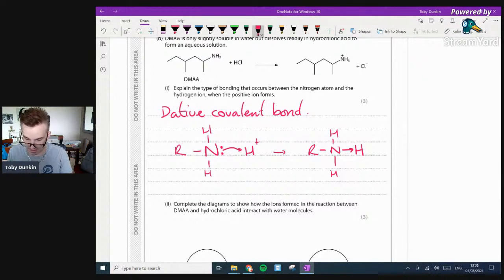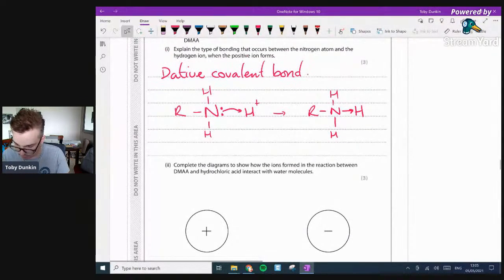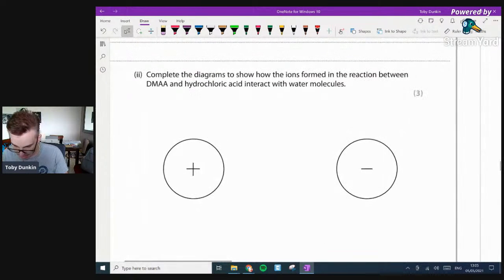I've got to say dative covalent because that's 1 mark, and then showing that both electrons have come from that atom to form that bond. It's totally fine. Oh, don't forget the positive charge on the end. So close. Next, complete the diagrams to show how the ions interact with water.